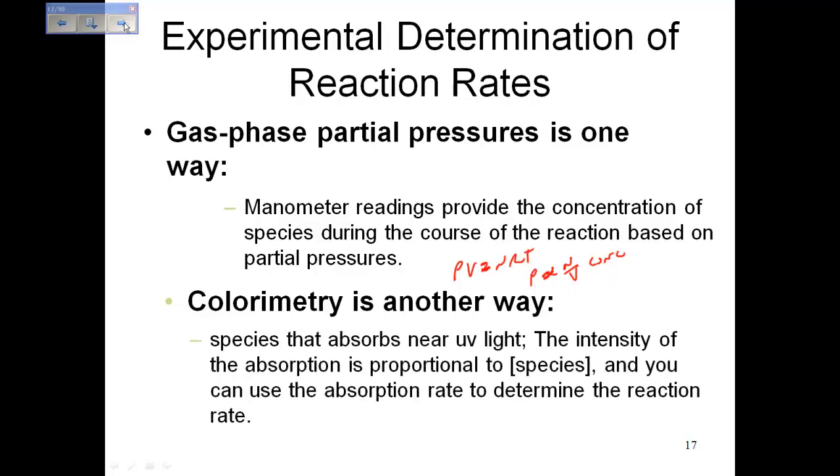Another way is colorimetry. For species that absorb near UV light, the intensity of your absorption is proportional to the concentration of your species. Then from that, you can use that absorption to determine the reaction rate. This is related to Beer's law type problems.